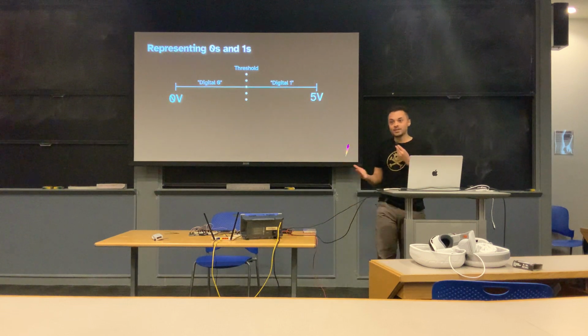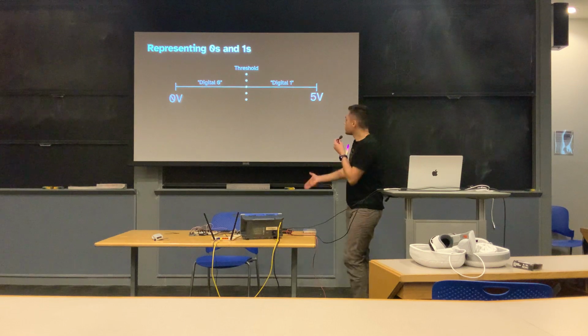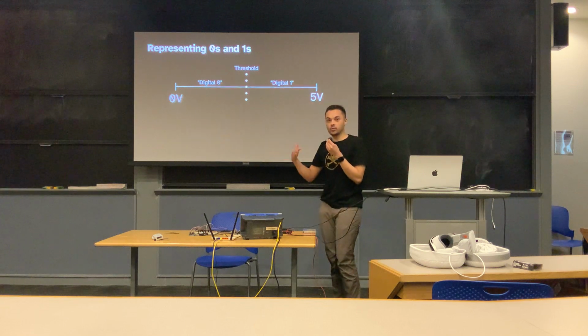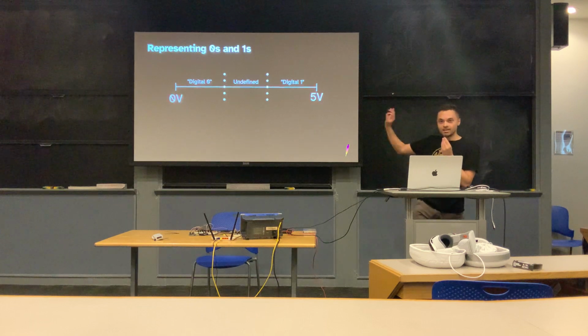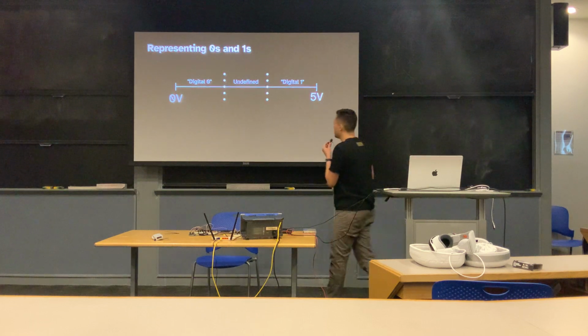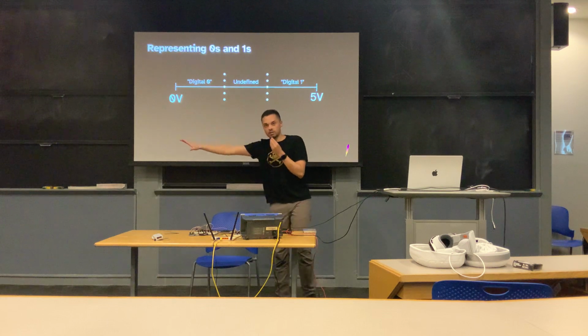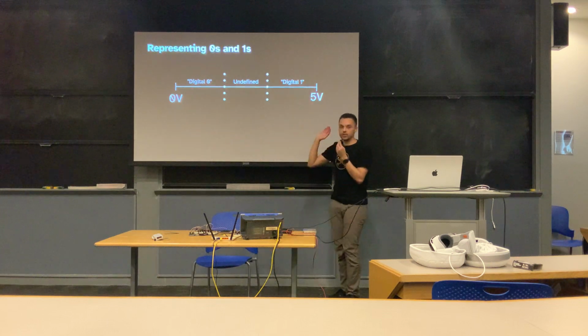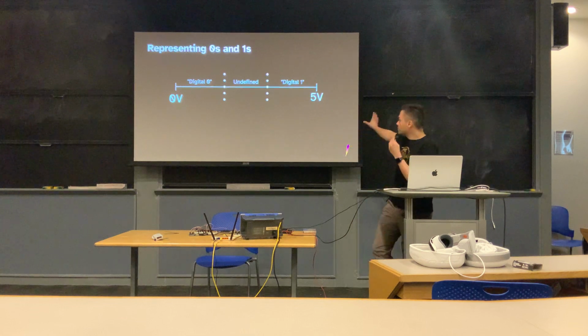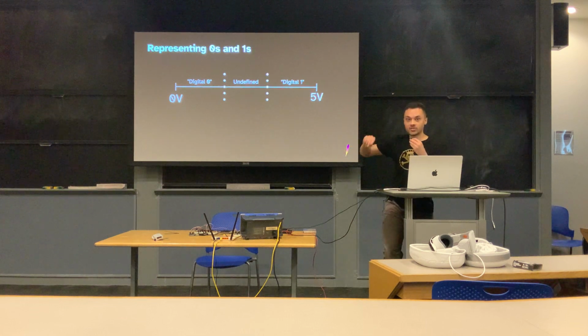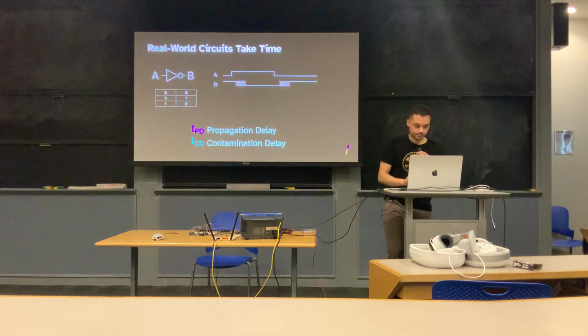The problem is, real chips are noisy. And so doing this very clean threshold is actually problematic. What we really want is a region where it's not precisely defined. So a 0 is to the left of this undefined region, a 1 is to the right of the undefined region, and in the middle we don't have a definition. I want you to remember this is how 1s and 0s are represented inside of the chip.